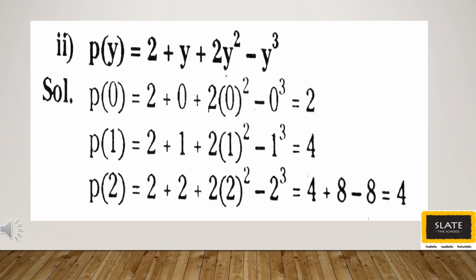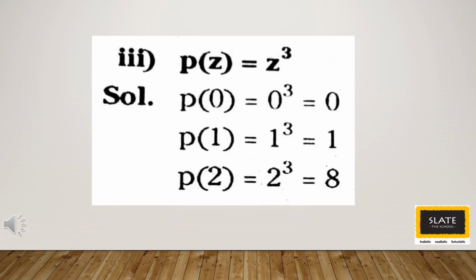P of 1. We need to replace y with 1 to get the value of p of 1. So we have 2 plus 1 plus 2 into 1 square minus 1 cube. On simplification, we get 4. Therefore, p of 1 is 4. P of 2. Now replace y with 2. So we get 2 plus 2 plus 2 into 2 square minus 2 cube. On simplification, we get 4. P of 2 is 4.